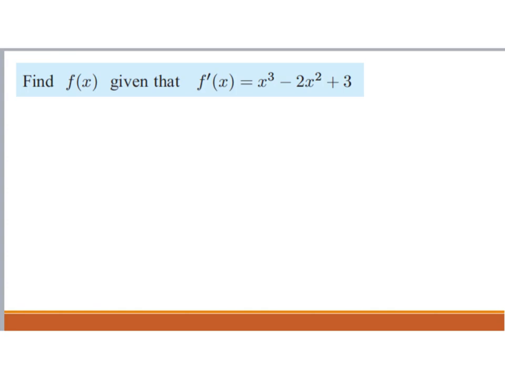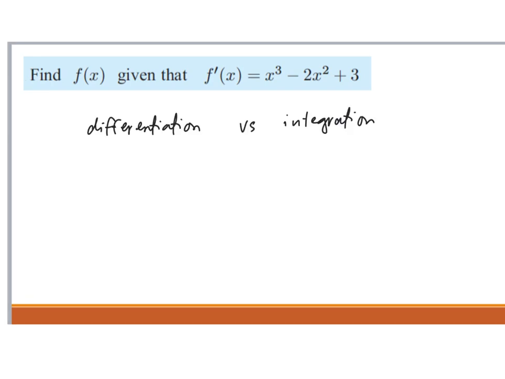Suppose we have this problem. Find f of x given that f prime of x is equal to x cubed minus 2x squared plus 3. So recall that in differentiation, we are given f of x and we are asked to find f prime of x. While in integration, we are given f prime of x and we will be asked to find the function. So this is actually just an integration problem.